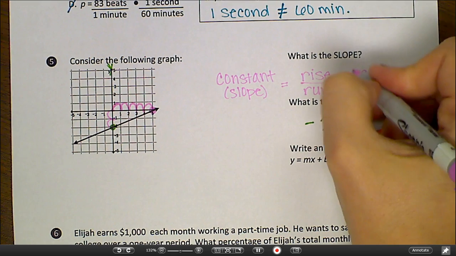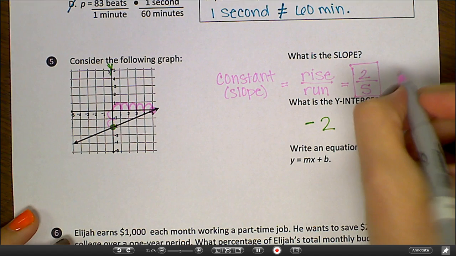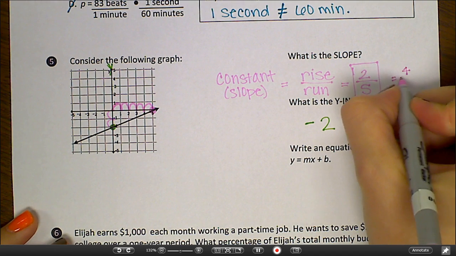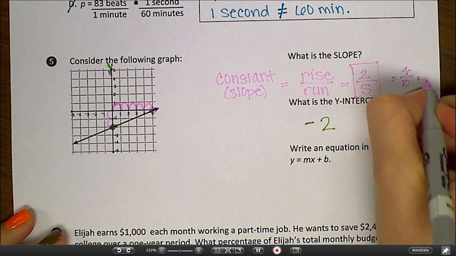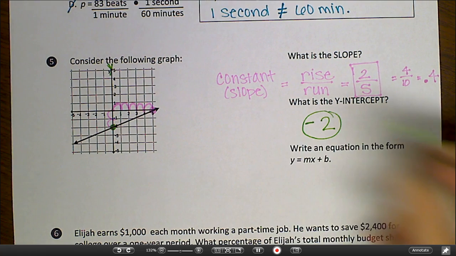So this is my slope, 2/5. Now we could also change that. You might see that as a decimal. 2/5, that's the same thing as 4/10 or 0.4. Okay? The y-intercept is -2.